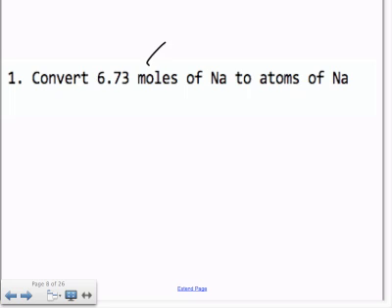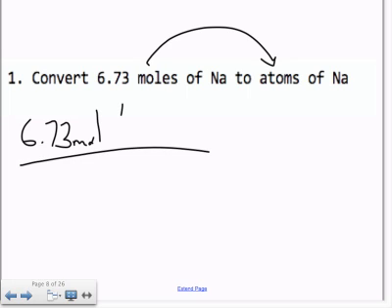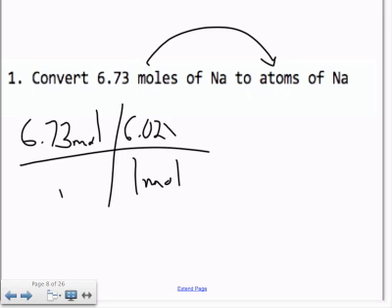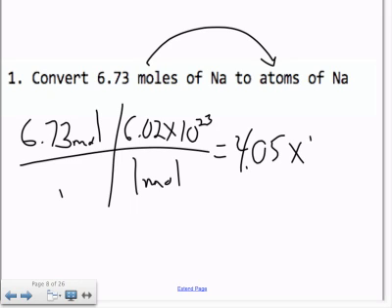So we're going from moles to atoms of sodium. 6.73 moles, and we're converting to atoms, so we know 1 mole of atoms is 6.02 times 10 to the 23rd, so you punch in 6.73 times 6.02 second EE 23, and you get 4.05 times 10 to the 24th atoms.